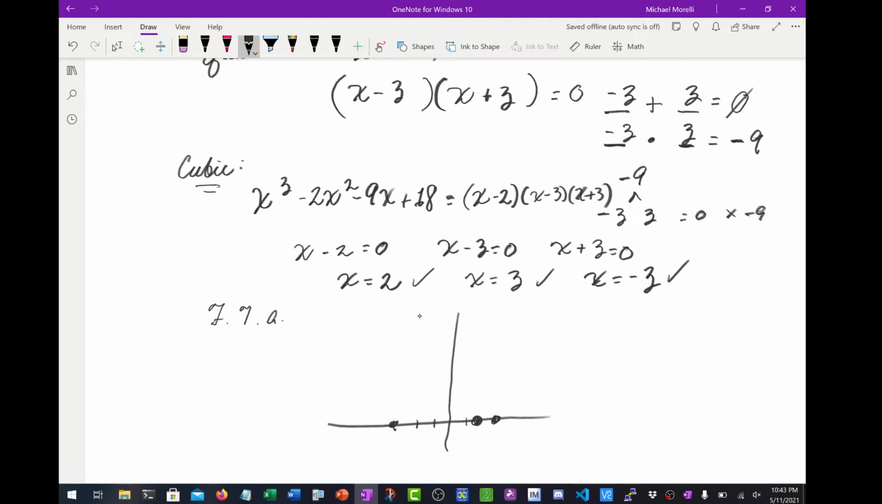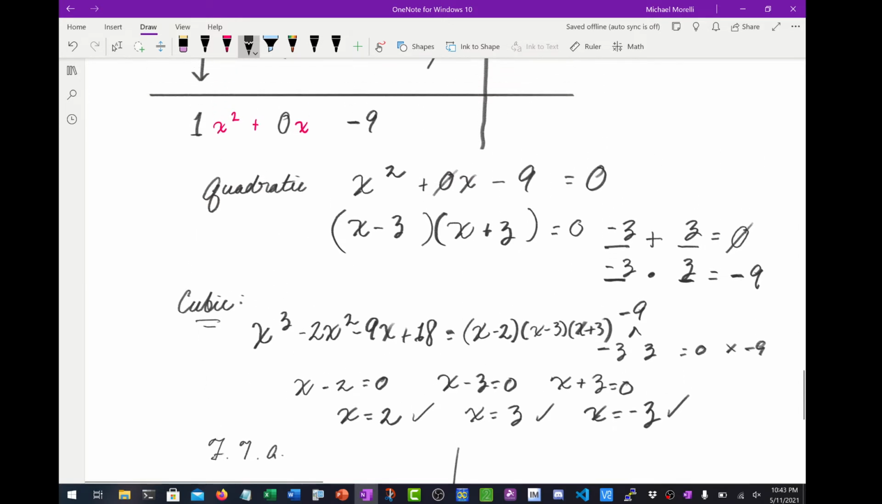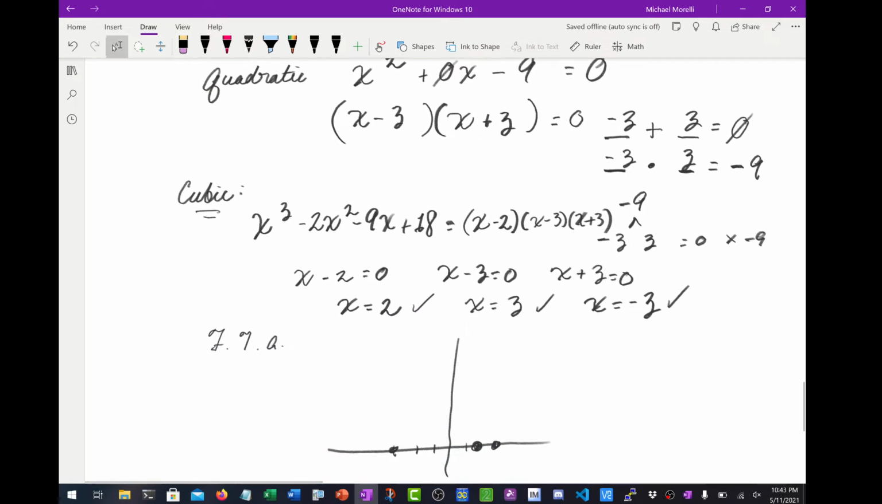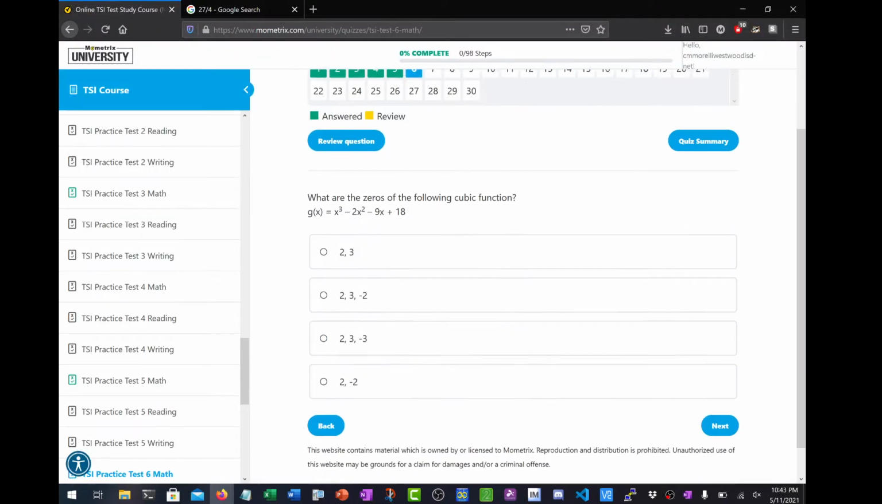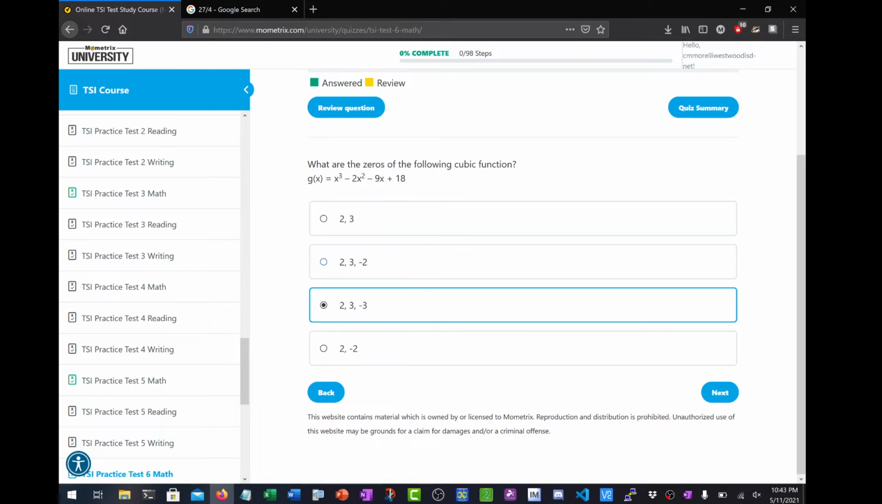And I don't know what it would look like. I'm just saying that that's what that means. Okay? So 2, 3, and negative 3. That's what I would pick.